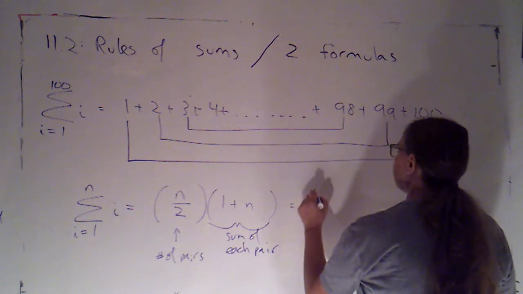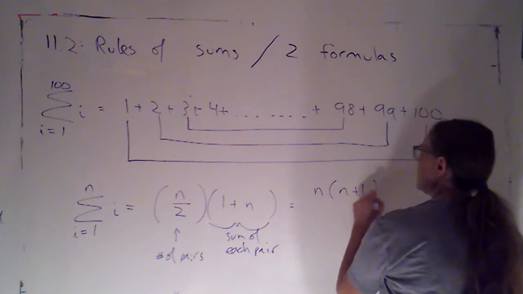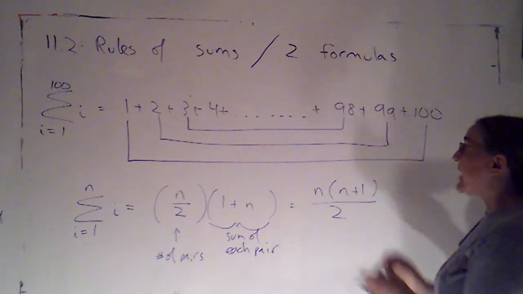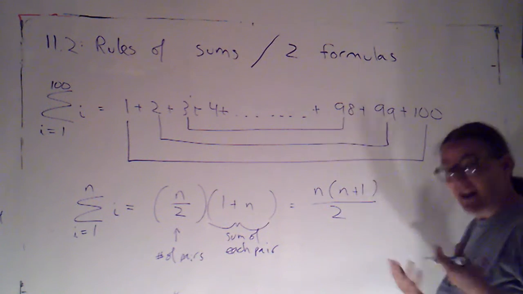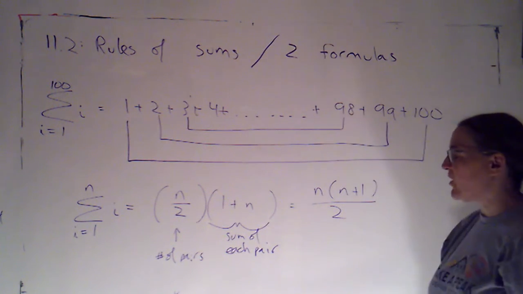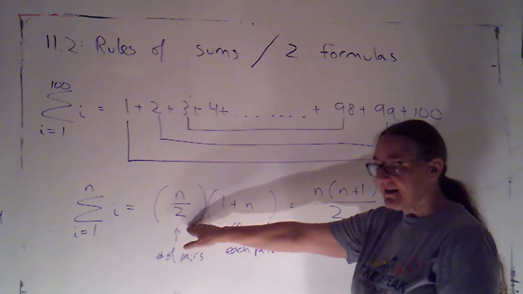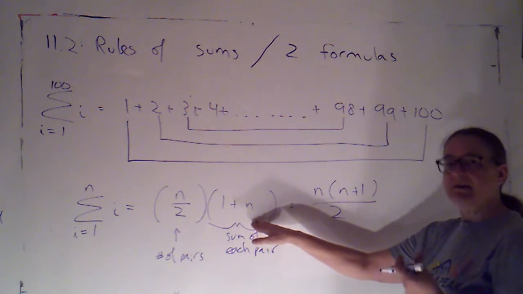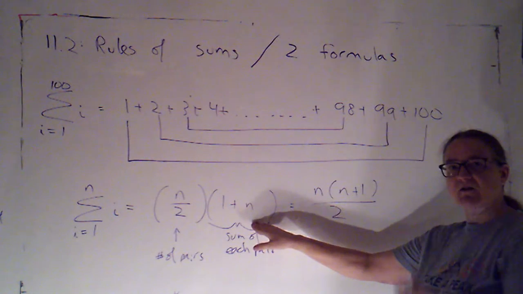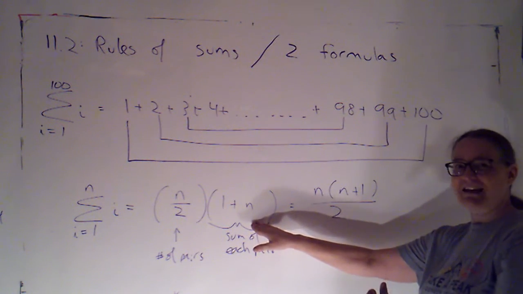You'll often see this written as n times n plus 1 over 2, but when I'm trying to remember it so that I don't just have to memorize it, I like to think of it as the number of pairs times the sum that I get for the pair, which is just the sum of the first and the last piece.